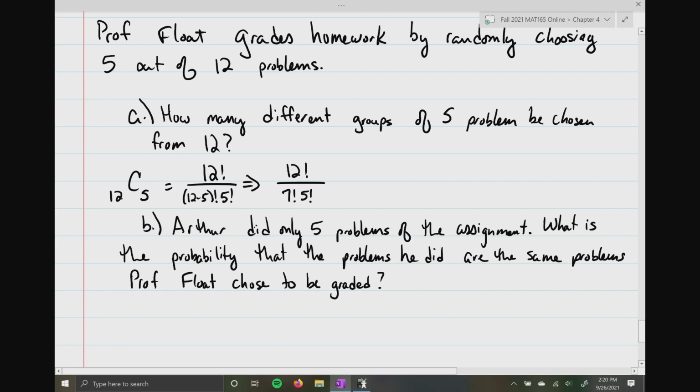Now, from here, there's a lot you can do. You can write everything out if you wanted to, and you can start crossing things out. Or you can use a calculator to just simplify this. I'm hoping by now you are going to use a calculator. So let's go ahead and use our calculator here one more time so I can show you.